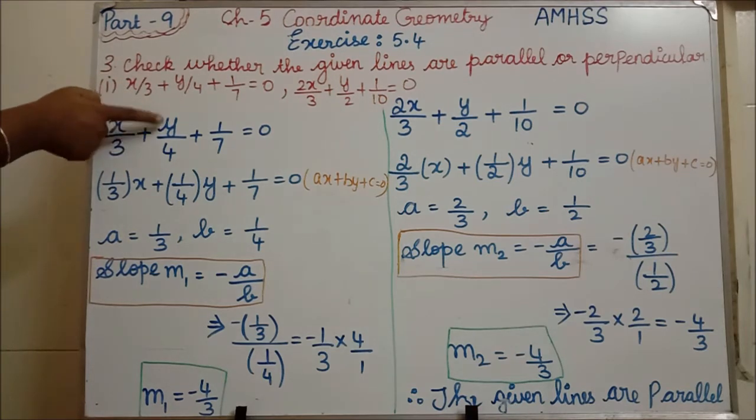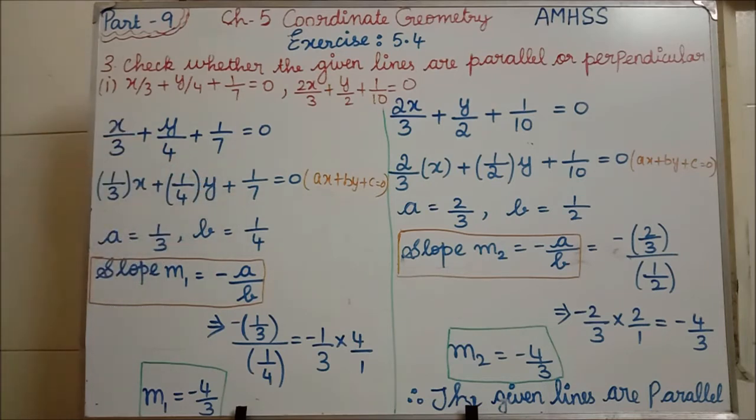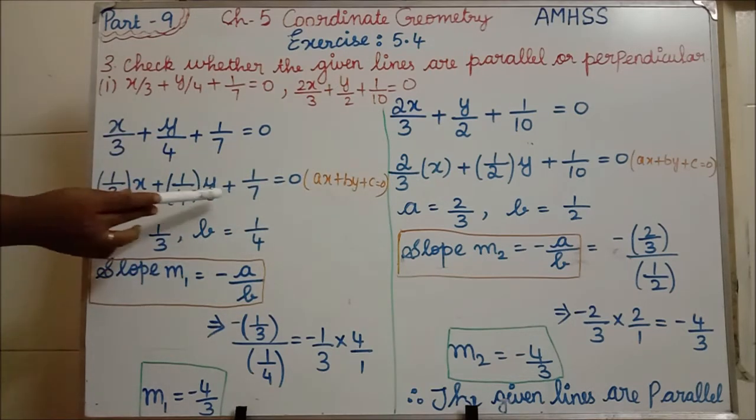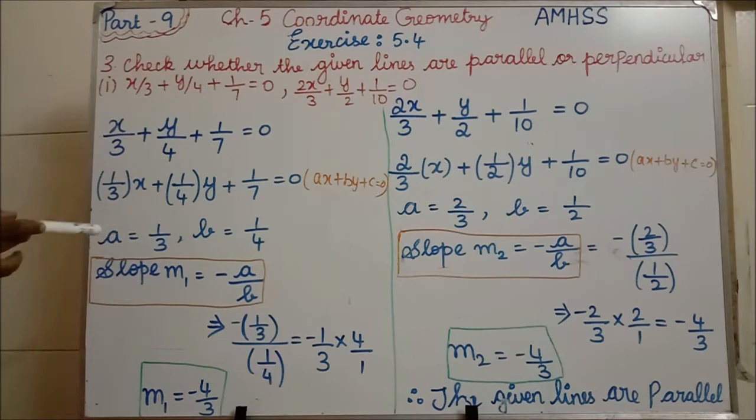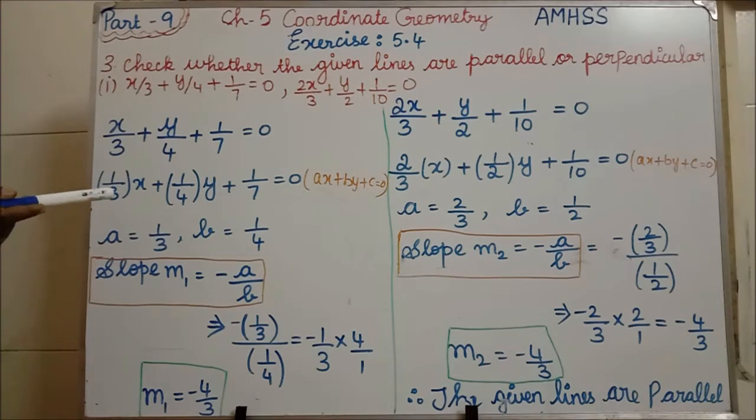x by 3 plus y by 4 plus 1 by 7 equal to 0. See, I have written here 1 by 3, and x I have written outside. Similarly 1 by 4, y outside, plus 1 by 7. Why are we writing like this? To make it into ax plus by plus c equal to 0. So x, y I am writing outside so that it will be very clear. This is the x coefficient. This is the y coefficient. Clear? So now in the place of a, what are we having? 1 by 3. In the place of b, what are we having? 1 by 4. So a equal to 1 by 3, b is equal to 1 by 4.